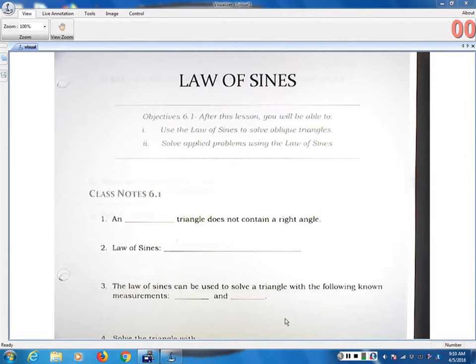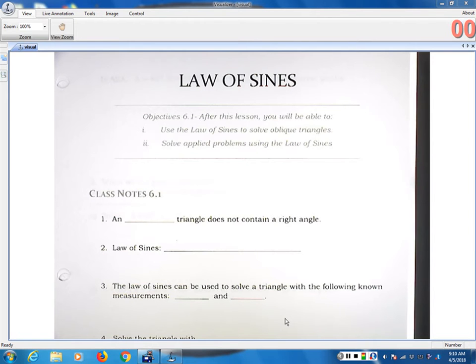So, all right, this is the law of sines. Okay, so far in the class, we've been working with right triangles. In this section, we're not working with right triangles, but we have the law of sines that will help us solve triangles that are not right triangles.